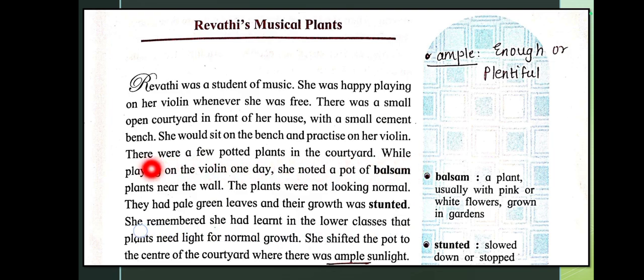While playing on the violin one day, she noted a pot of balsam plants near the wall. The plants were not looking normal. They had pale green leaves and their growth was stunted. She remembered she had learned in the lower classes that plants need light for a normal growth. She shifted the pot to the center of the courtyard where there was ample sunlight.